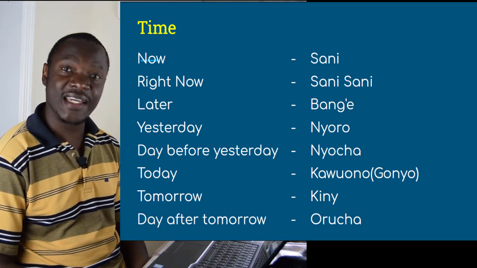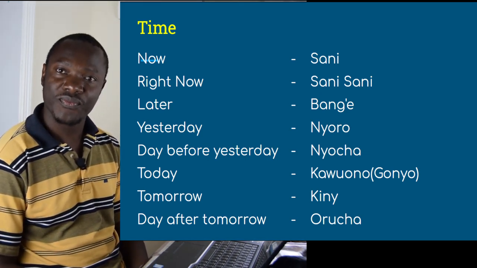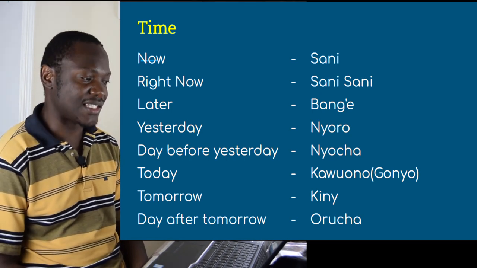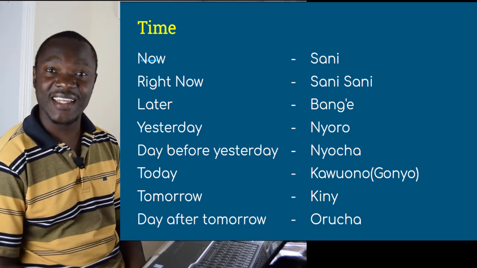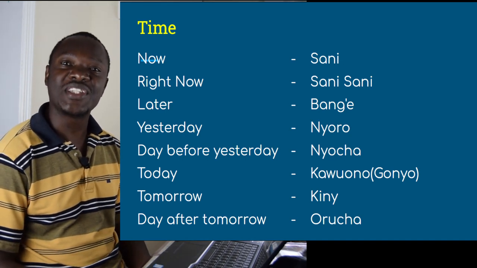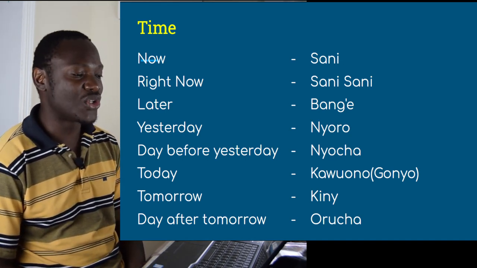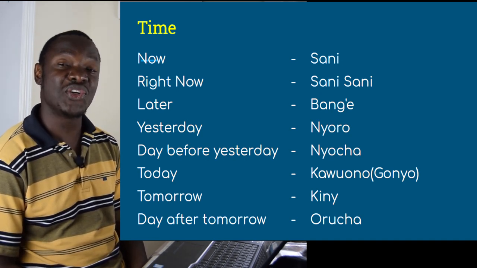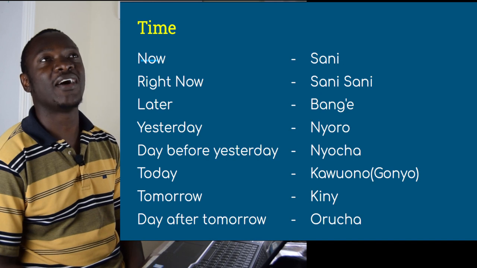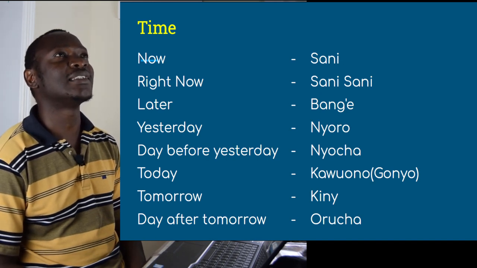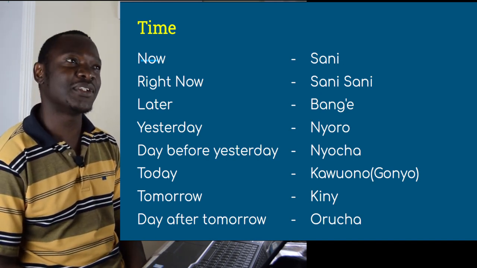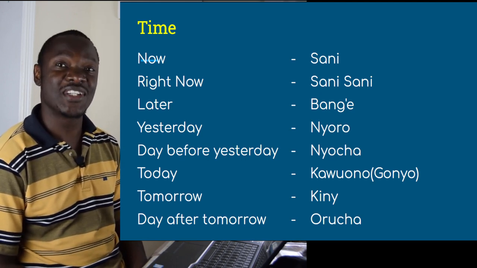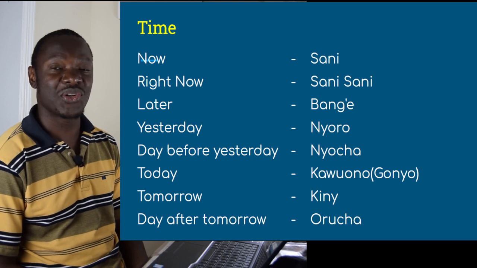And then yesterday is nyoro. So nyoro is yesterday. Now the day before yesterday is nyocha. Okay, the day before yesterday, nyocha. And then, for example, today is Monday. So the day before yesterday was Saturday. So Saturday is nyocha, then yesterday is nyoro, Sunday is nyoro.